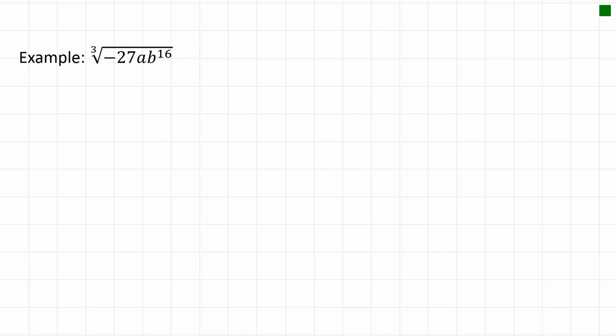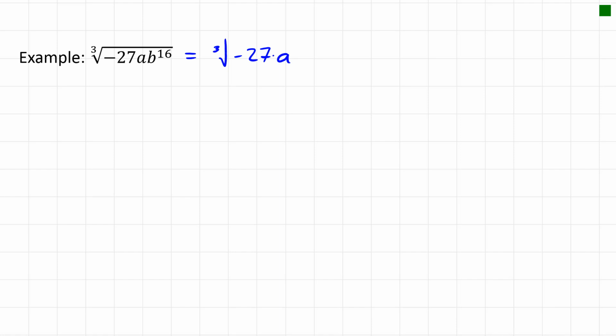And one last example with a negative sign in there. So we have the cube root of negative 27 a b to the 16. Now the cube root of negative 27 is already something that I can take the cube root of. So I don't need to touch negative 27. A, there's nothing I can do about A. It doesn't have any exponent, so I'm not going to be able to write that as a cube of something.